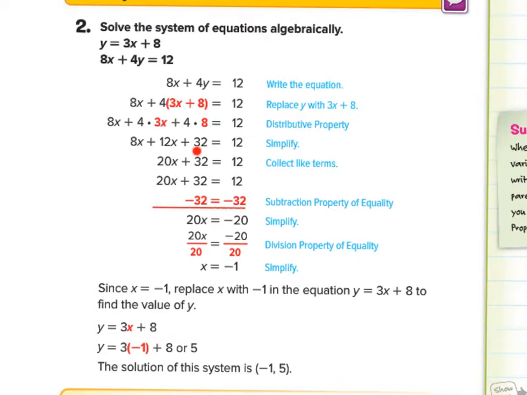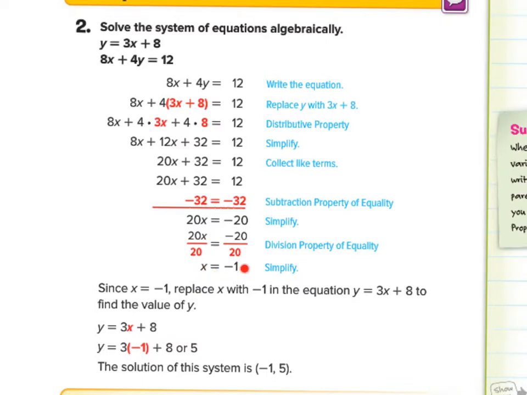8x plus 12x equals 32. Now we just have to solve for x. I have 20x's here, plus 32 equals 12. Okay, let's get rid of the 32 on both sides, or just bring 32 over to the other side and subtract it, as we've done here. And now I have negative 20x equals negative 20. Divide both sides by 20, and x equals negative 1.